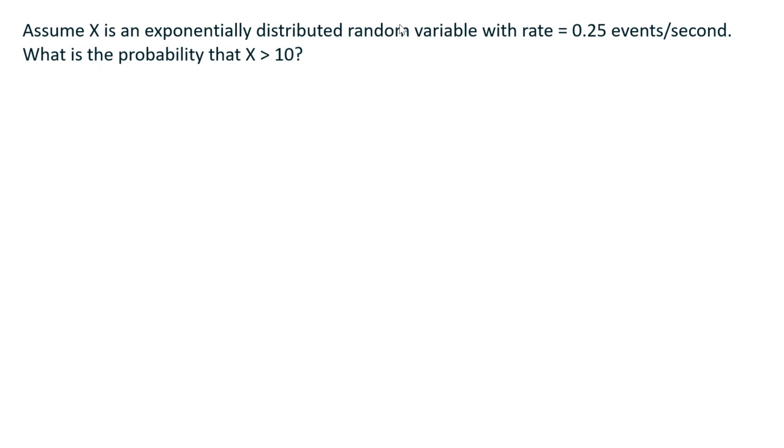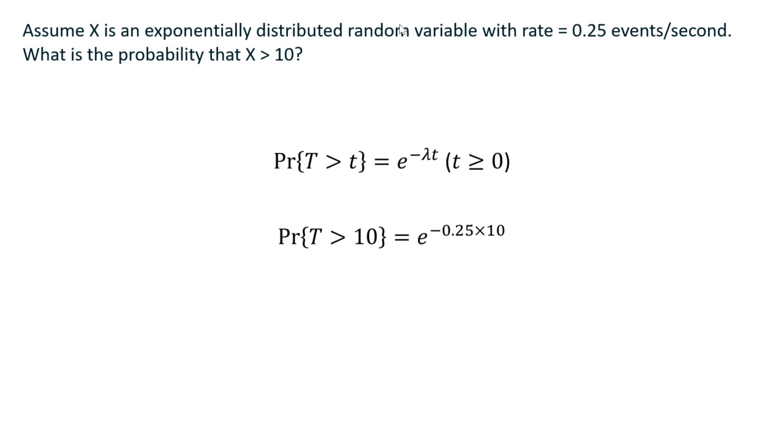Assume X is an exponentially distributed random variable with rate equals 0.25 events per second. What is the probability that X is greater than 10? You have to use the complementary cumulative distribution function, which is the really simple version. It's just e raised to the negative lambda t. So you plug in lambda, which is 0.25, and t, which is 10. I can't tell you how many times I screw these things up when I plug in these numbers. But this one turns out to be 8.2%.